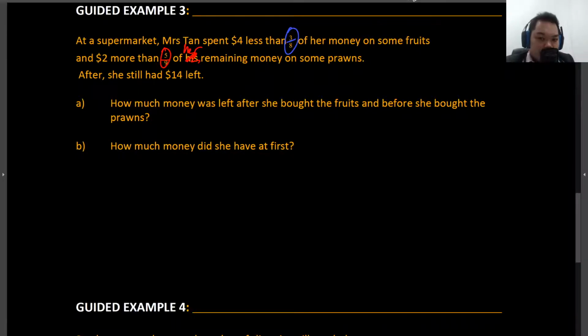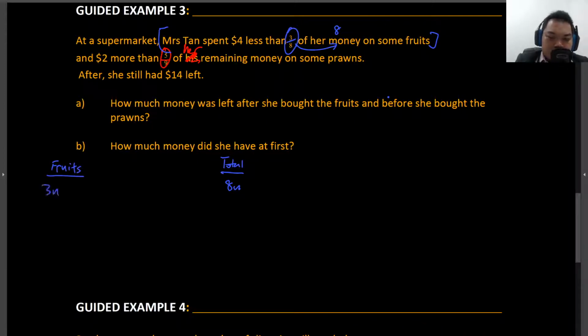So this is how we can break it down. Okay, so let's look at the blue line first. So her money over here can be broken down into a total of 8 units. So on the fruits, she spent 3 units. No, she spent $4 less than 3 units. So the remainder over here would have to be 5 units plus 4. Okay?